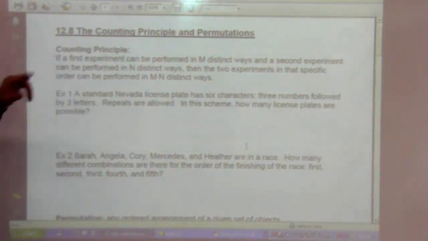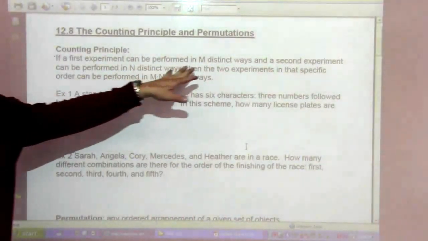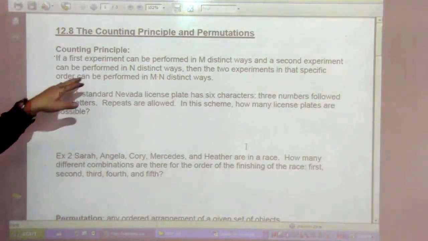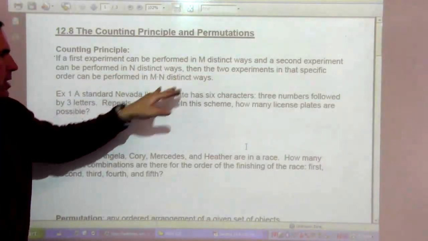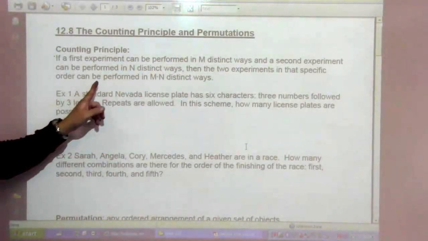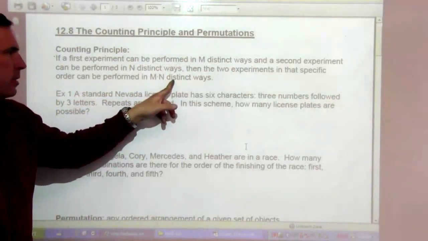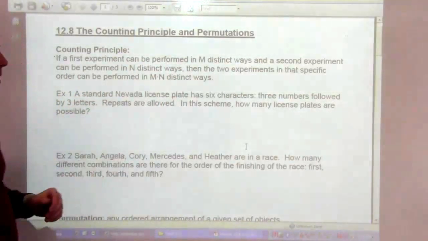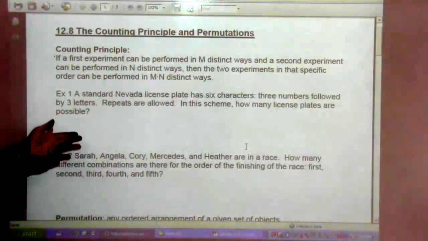Okay, the counting principle. If a first experiment can be performed in m distinct ways and a second experiment can be performed in n distinct ways, then the two experiments in that specific order can be performed in m times n distinct ways. And we saw this earlier. Was it 12.5, I think?